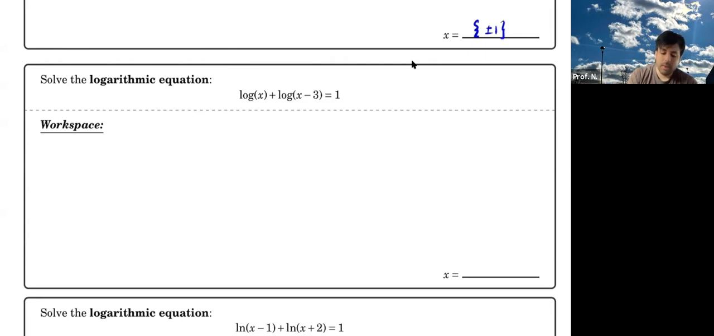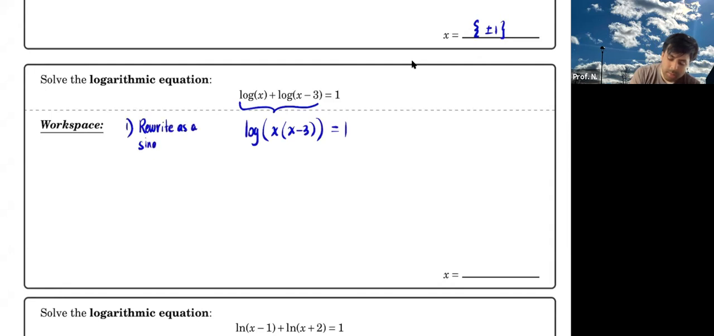How am I going to do that? Well, look at this. This is a sum. What we're going to do is put them into a single log. So rewrite as a single log. What does log of x plus log of x minus 3 become as a single log? It becomes log of what? x multiplied by x minus 3. Do you all see that? So the first thing I did is rewrite as a single logarithm.